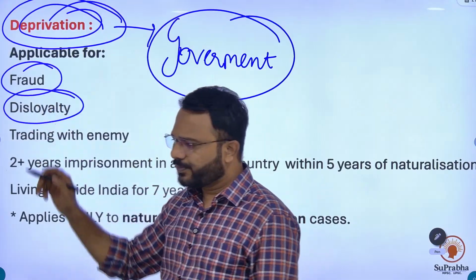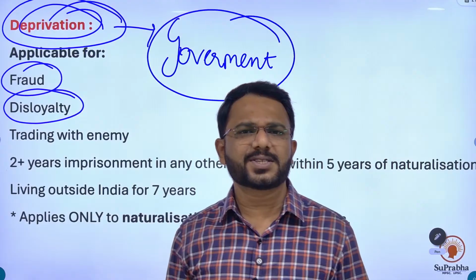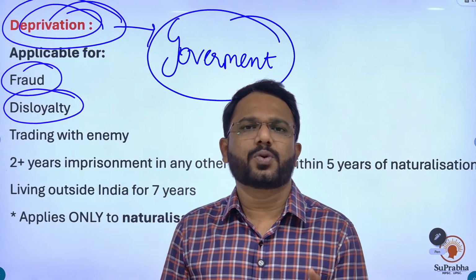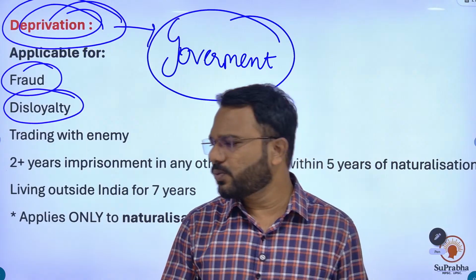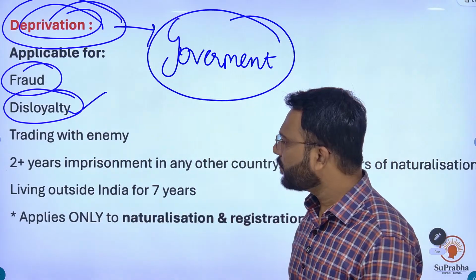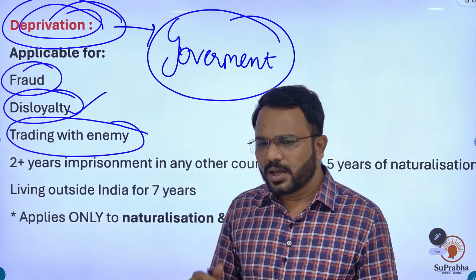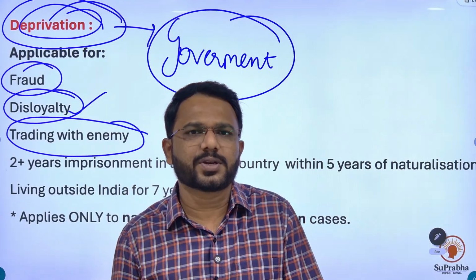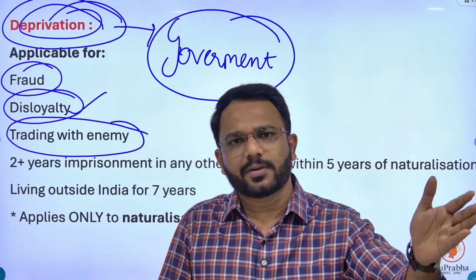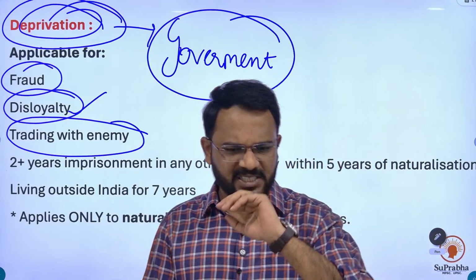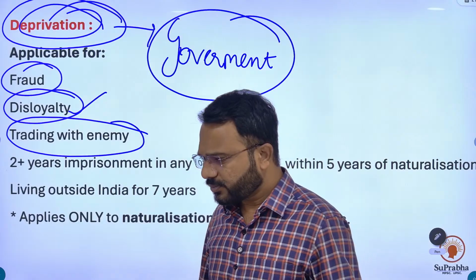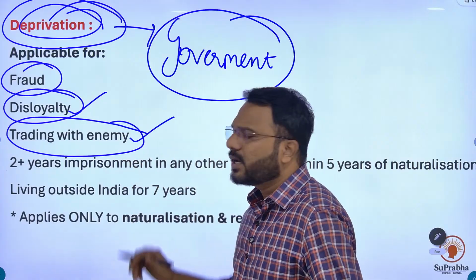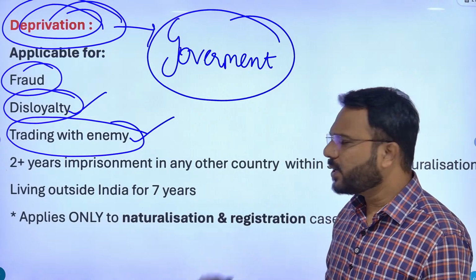Second is disloyalty. Like for example, India is engaged in a war, and you have leaked some crucial information to the enemy country. In this way, you have shown disloyalty to the nation. Trading with the enemy: like we are at war, we have a severe financial crisis within our nation because of war, and an individual is trading with the enemy and making surplus profits, or he is trading some crucial resources of our nation to the enemy. In that case as well, his citizenship would be deprived.